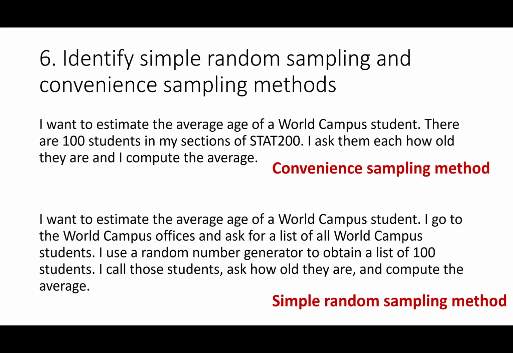Random number generators will randomly select cases from the population. When we do this, every member of the population has an equal chance of being selected, so it's a simple random sampling method. Next, we'll see this function in Minitab Express, where it's actually called sample from columns.